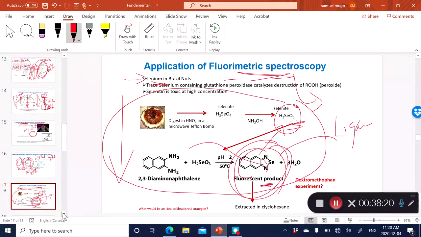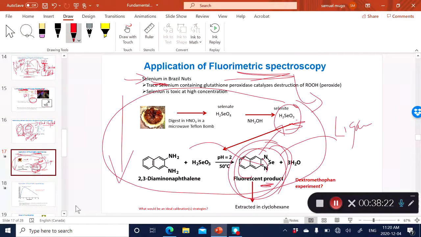And of course, there are many, many other applications out there. I just took this as an example of detection of elements using fluorescence spectroscopy.